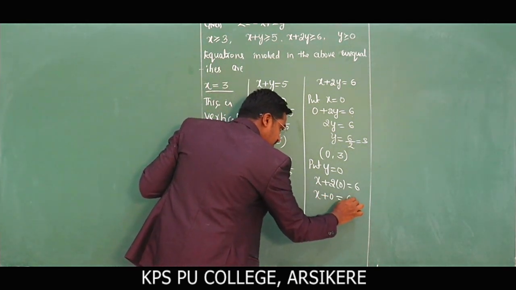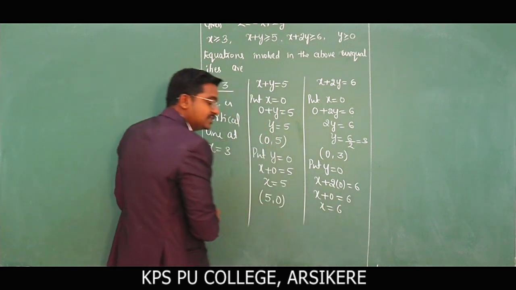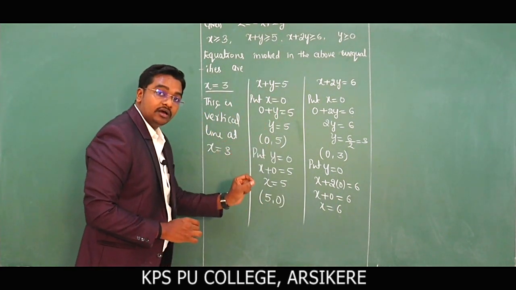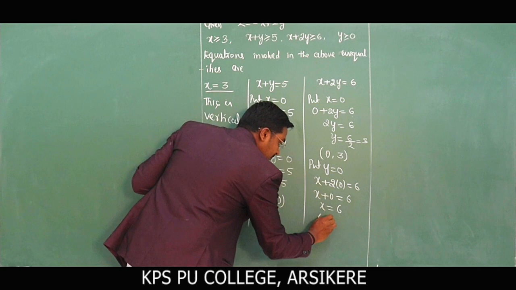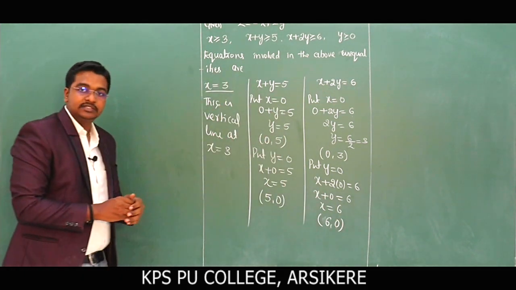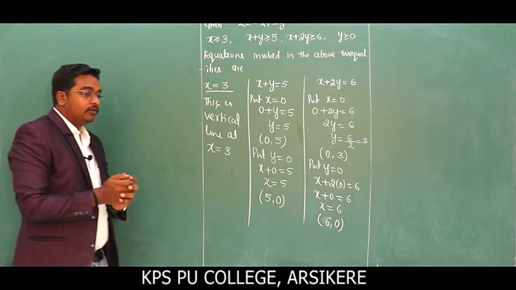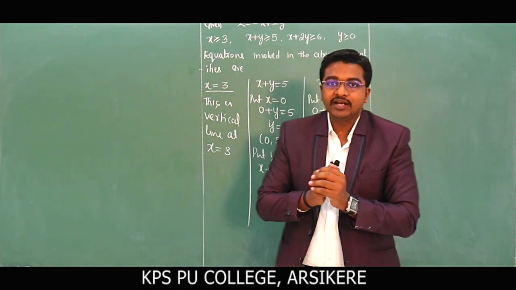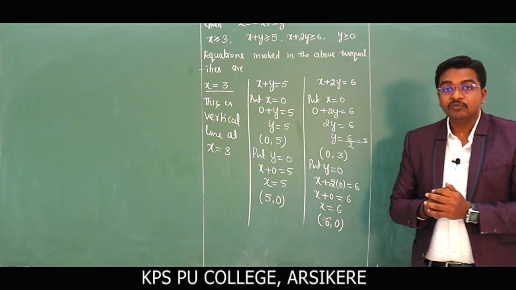X plus 0 is equal to 6. X is equal to, we left it here, 6. What is the corresponding point on the x axis here? 6, 0. Okay, then we have to check the solution region, whether it is towards the origin or away from the origin.